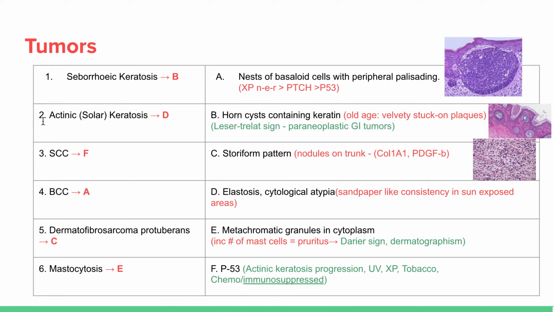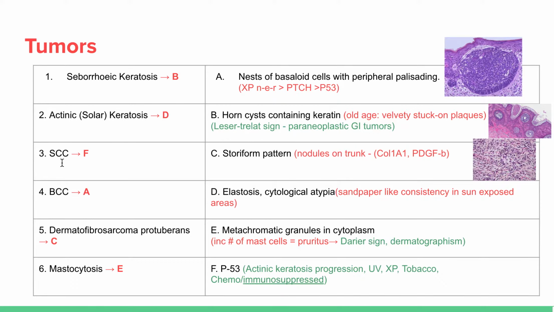Okay, number 2, actinic solar keratosis. I just like to say actinic solar keratosis elastosis. It kind of rhymes, and that's actually what you see on histology is elastosis. So you see elastosis, cytological atypia, and it's a very sandpaper-like consistency and seen in sun-exposed areas.